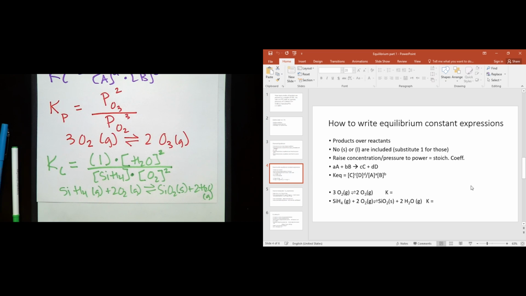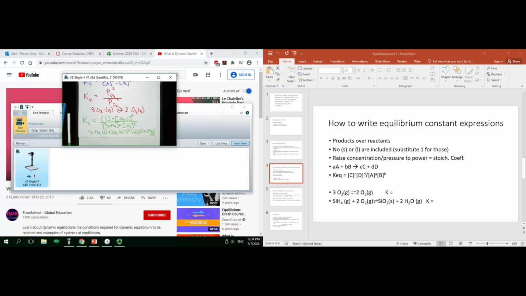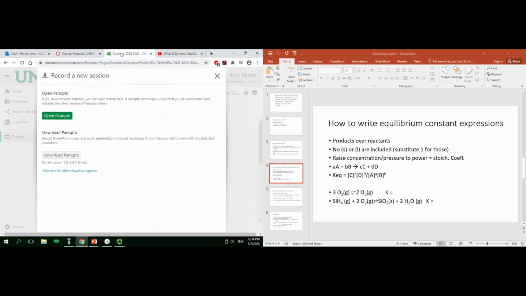Very, very important that you practice setting up these equilibrium constant expressions. It's simple, so the more you practice, the faster you'll get. All right.